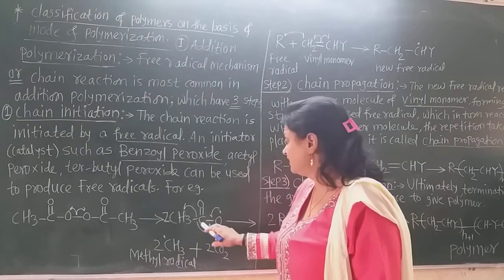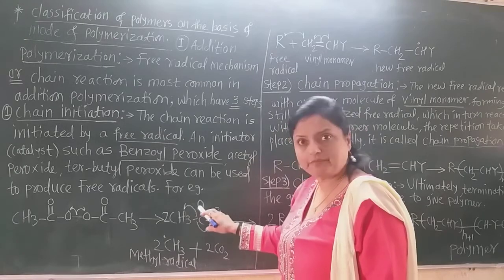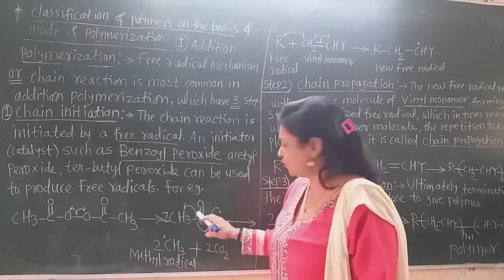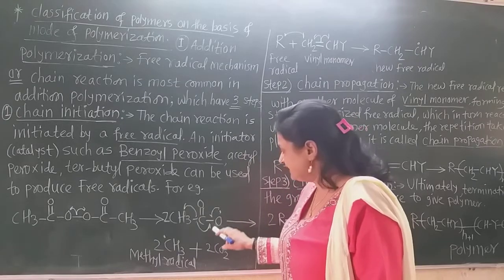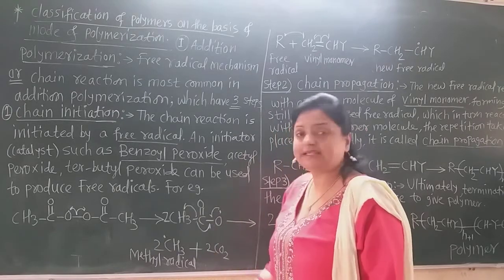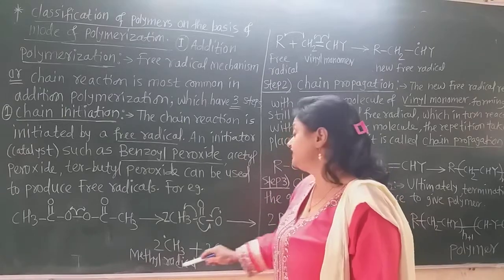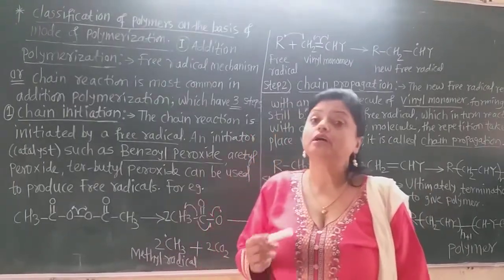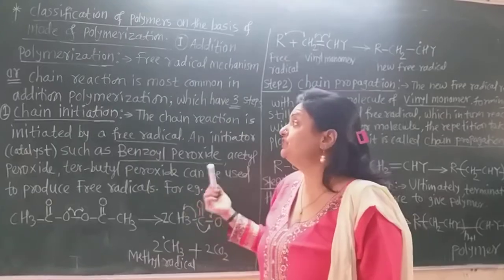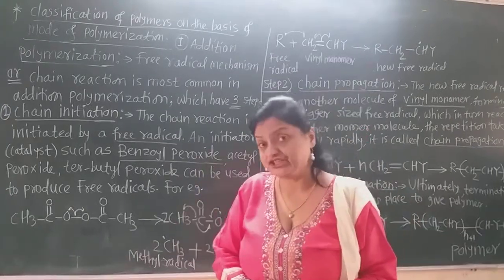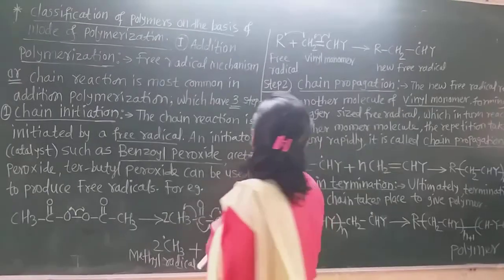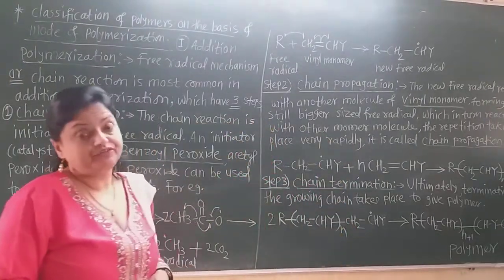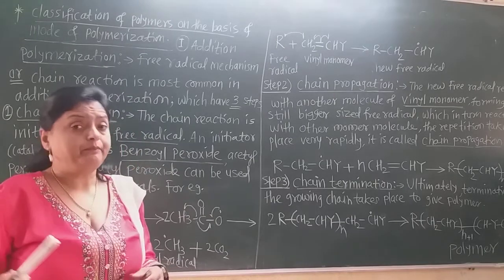Now see here, CO2: C double bond O, C double bond O, that is the carbon dioxide. In this way, these carbon dioxides we do not require, but this methyl free radical we require in the second step of this free radical mechanism, and that second step is the chain propagation step. In that we require it.